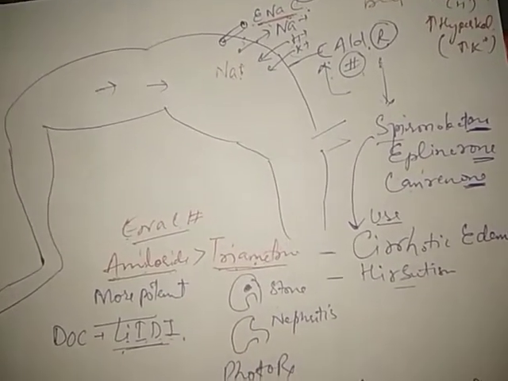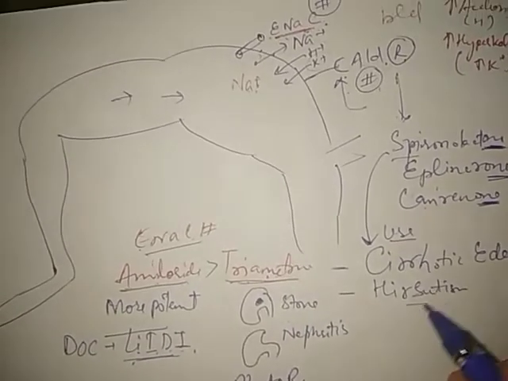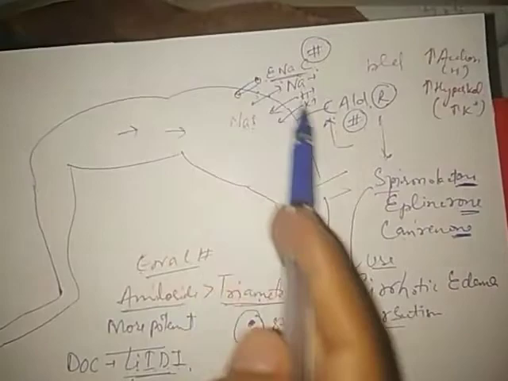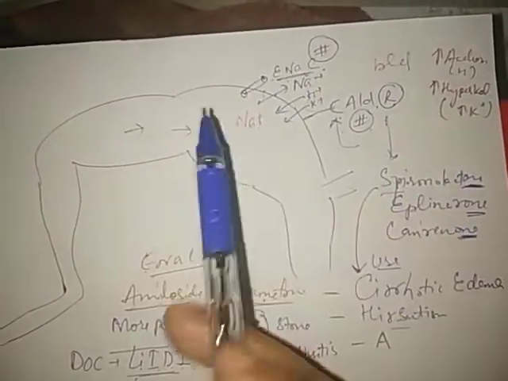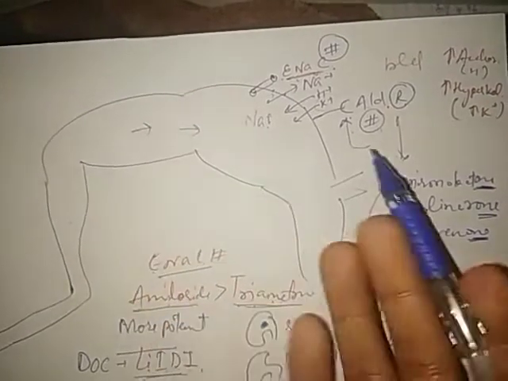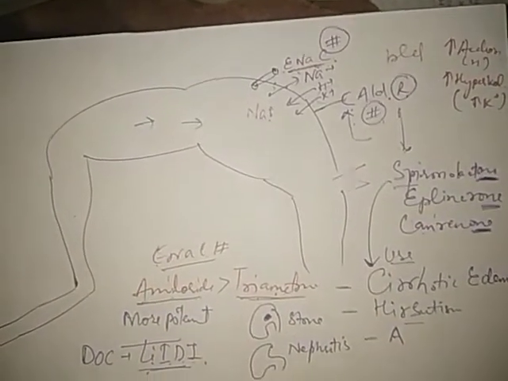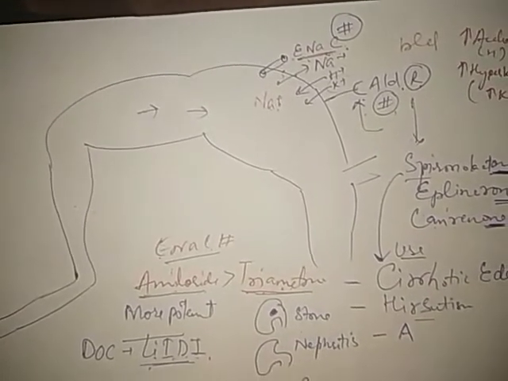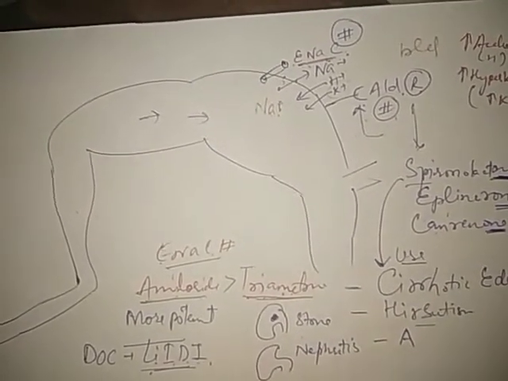So it is used in cirrhotic edema, it is used in hirsutism, it is also used as an adjuvant. These potassium sparing diuretics are used as an adjunctive treatment to loop diuretics and thiazide diuretics to prevent the hypokalemia, because they are basically preserving the potassium. So when we are giving the thiazide and loop diuretic, there is a lot of potassium loss, so we have to combine them with this group of drugs.